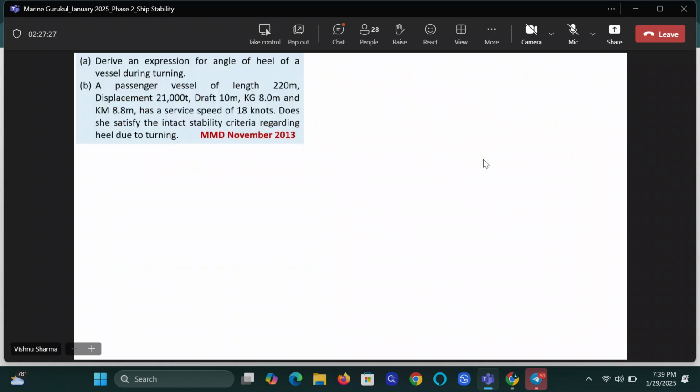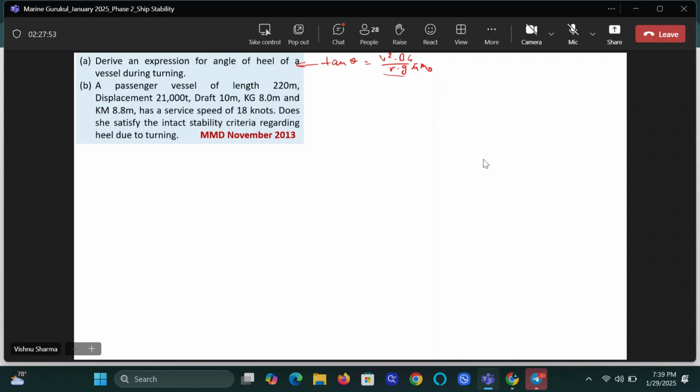Guys, this is a November 2013 question I was talking about. I think it was question number 5, if I'm not mistaken. Can you see part A, derive an expression for angle of heel of a vessel during turning? That means he's talking of the tan theta formula. Right, guys?